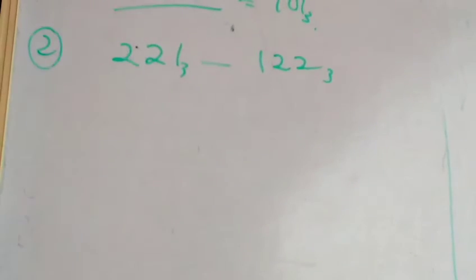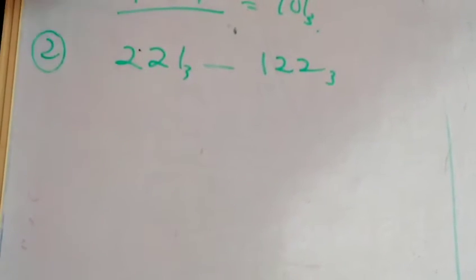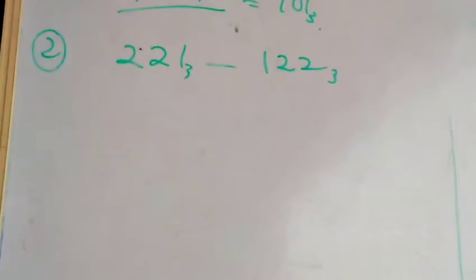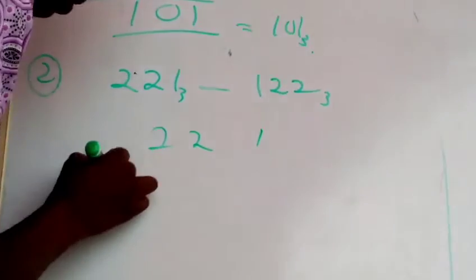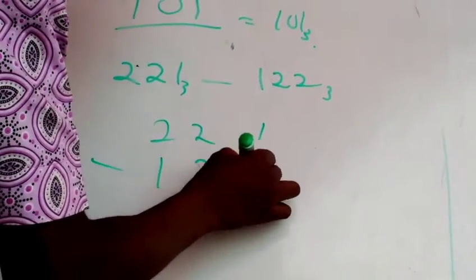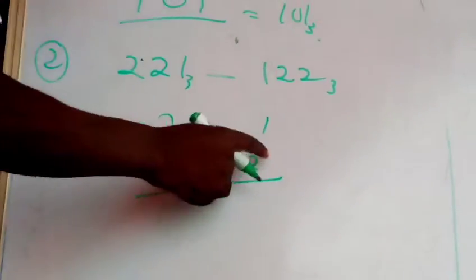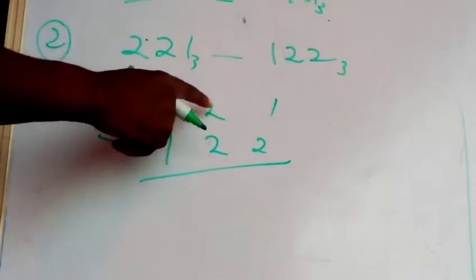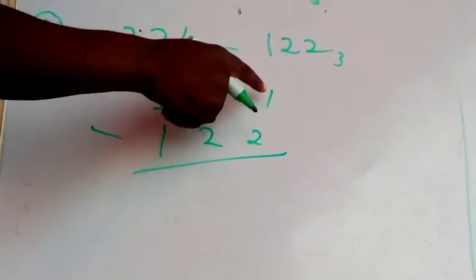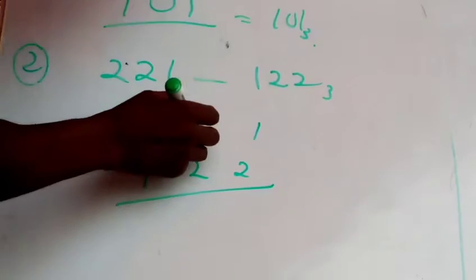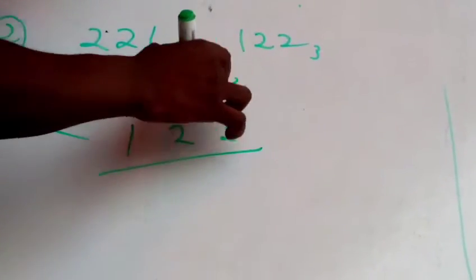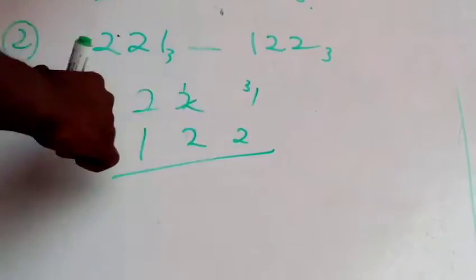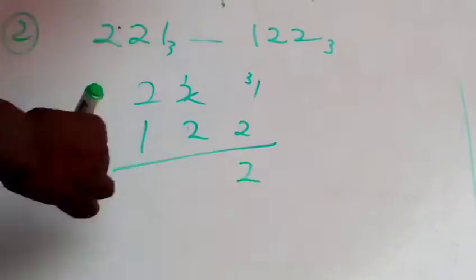Alright, so let's take another question to see. Of course, the first one was very simple. So let's take this and see. I can write this as 221 minus 122. Of course, 1 minus 2 can't go. What do I do? I borrow. Remember, I'm in base 3. So when I borrow, what I'm borrowing is what? 3. So if I borrow from here, this is left with 1, but what I'm carrying is 3. Of course, 3 plus 1 is what? 4. 4 minus 2 becomes 2.